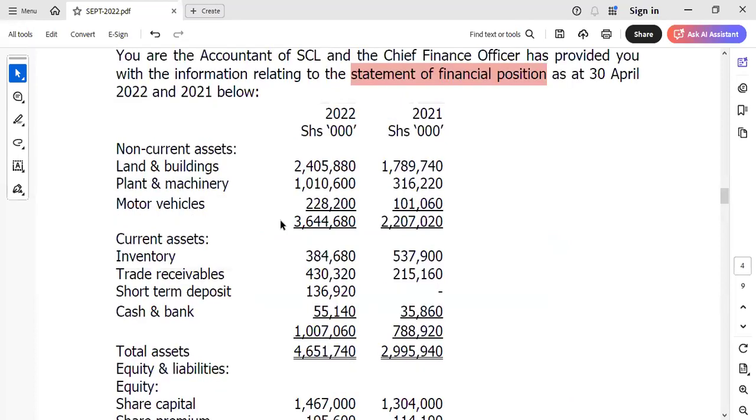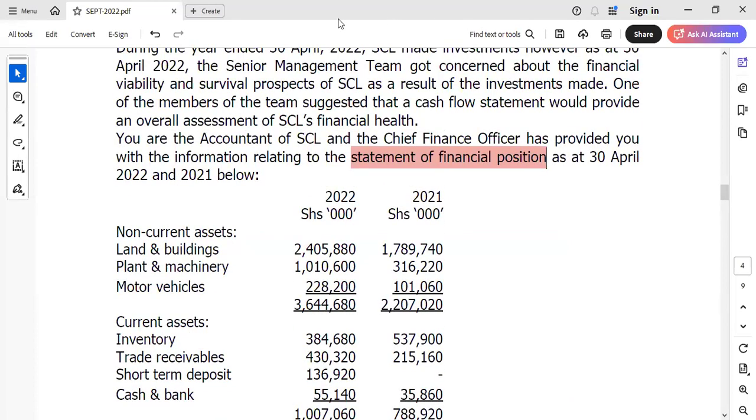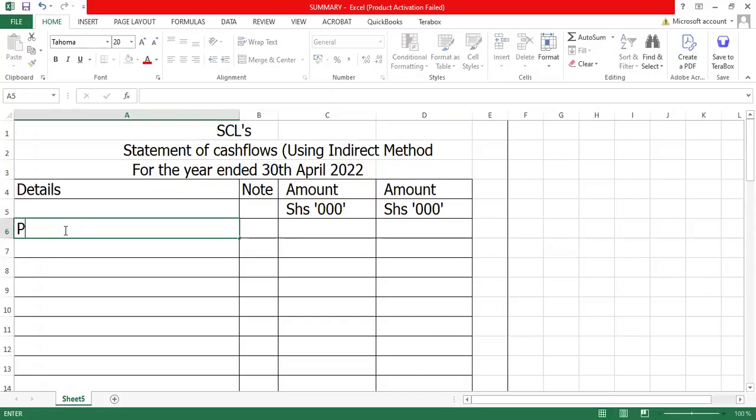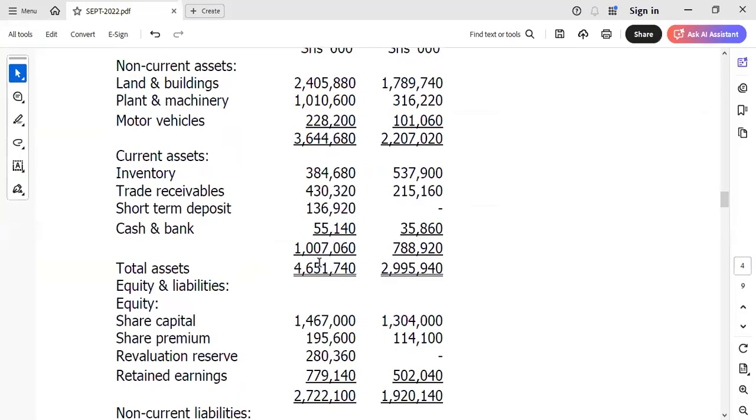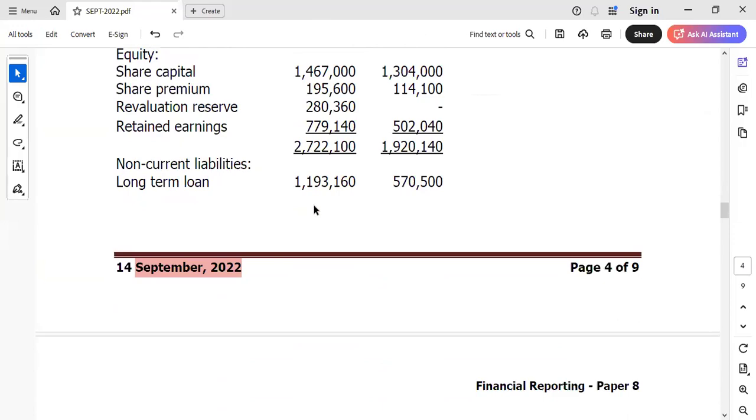So how are you going to start? Remember, when you're using indirect method, you normally start with profit before interest and tax. That's what you normally start with. Profit before interest and tax. So are you given this? You are not given this. So if you're not given this, what are you going to do? Because you normally pick profit before interest and tax from the income statement. That's where you normally pick this.